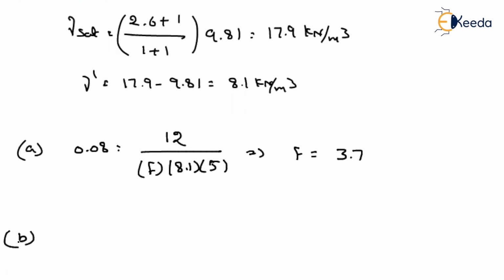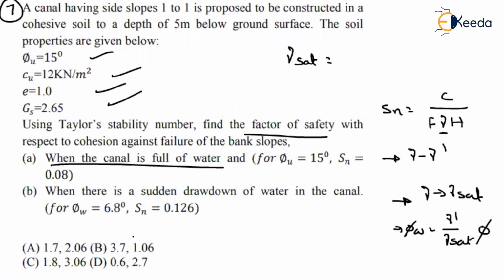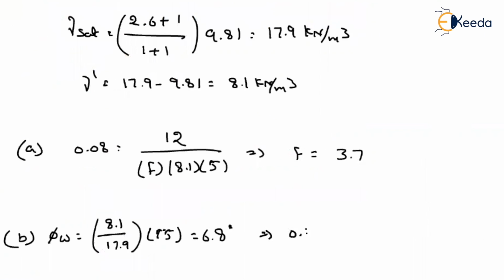In the second case, if you find the weighted average, that means gamma dash divided by gamma saturation into phi. Gamma dash is 8.1, gamma saturation 17.9, into 15 degrees, the phi value given. That will be equal to 6.8. So for 6.8, what is the Sn value? 0.126.